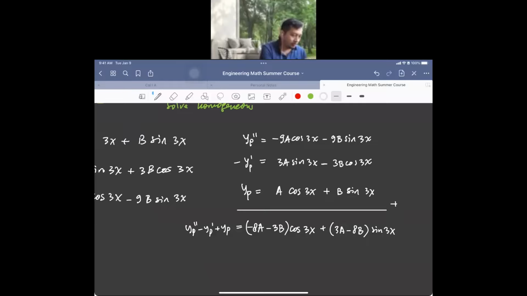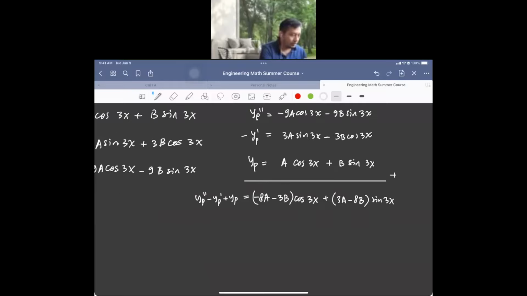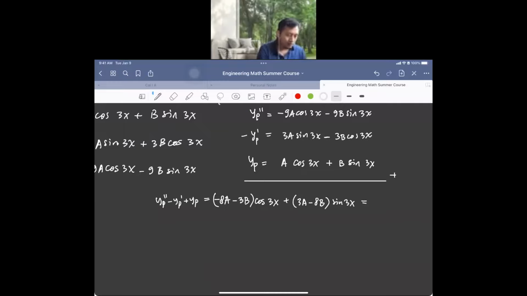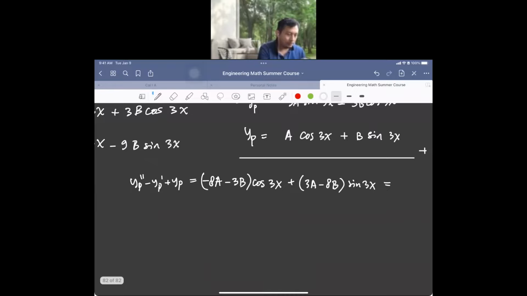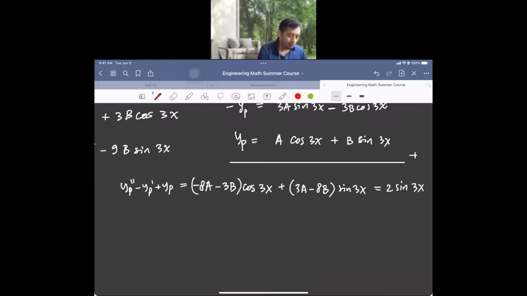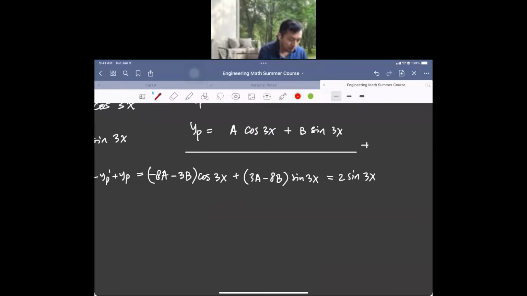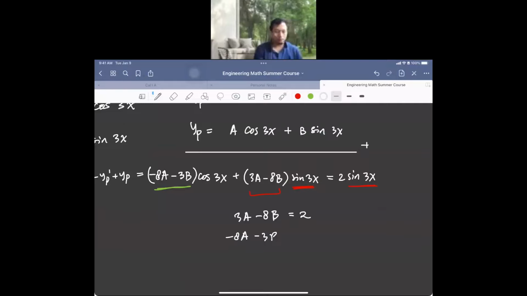And this is equal to the equation itself, which is 2 sine 3x. Now, how do we solve this? We just take groupings, grouping the sine 3x. So 3a minus 8b is 2. And the other one, the cos 3x part, will be 0. So negative 8a minus 3b is 0.